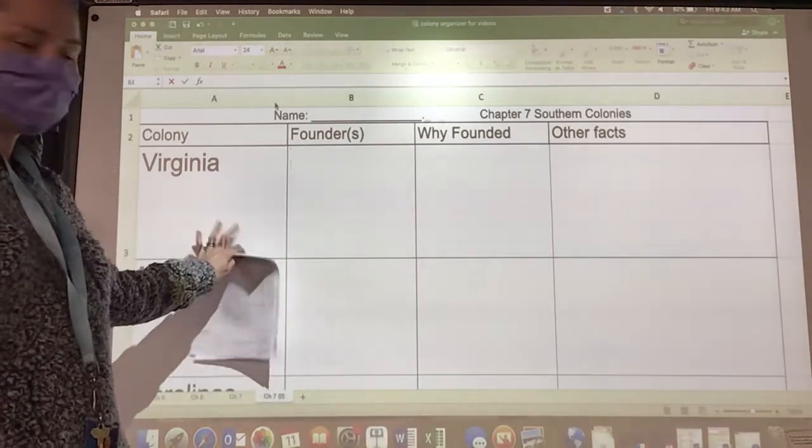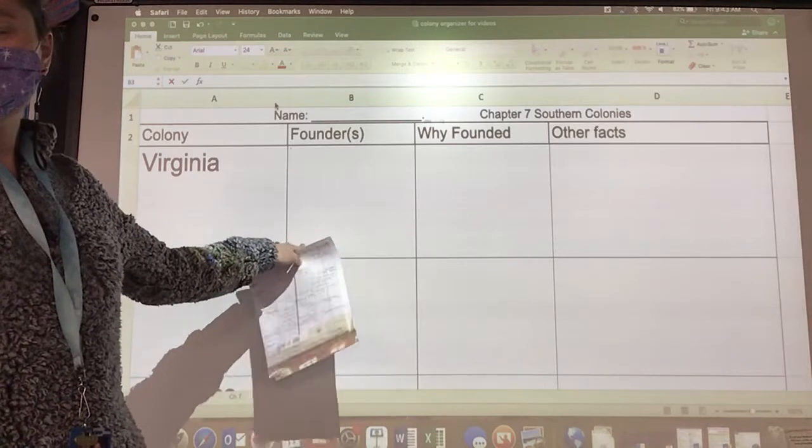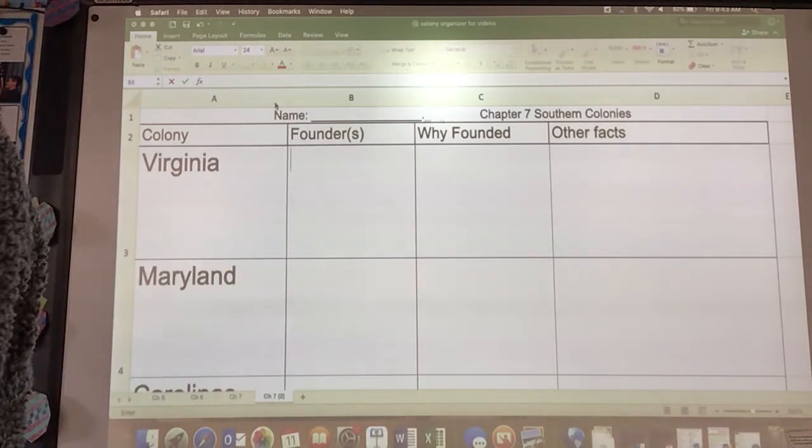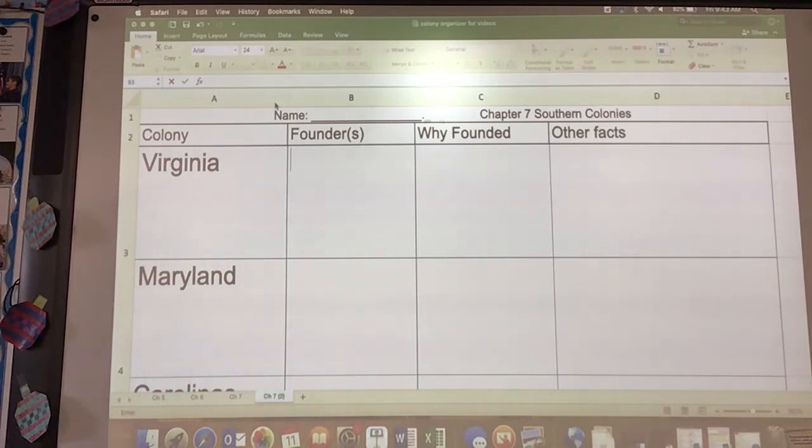So you're going to want to get this chart out, and you might as well pull up the Lesson 1 PDF for social studies as well on your iPad if you can. Wait, the chapter 7, lesson 1?